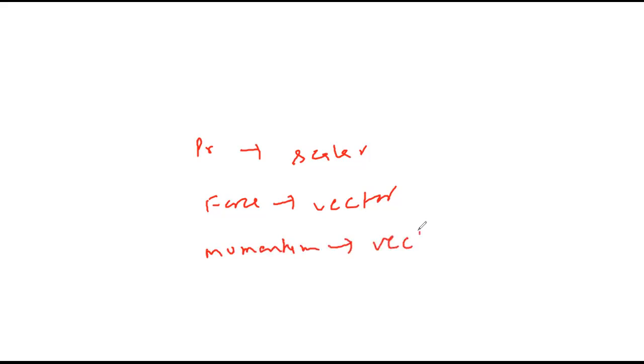Classify the physical quantities as scalar and vector. What is pressure, scalar or vector? Scalar. Force? Vector. What about momentum? Vector, because it is change in velocity. What about work? Scalar, correct, because work is nothing but force into displacement in the direction of force. So that's why it is called scalar.